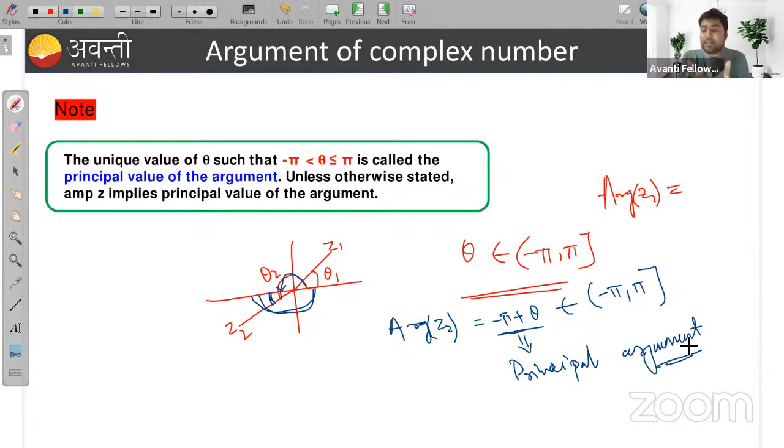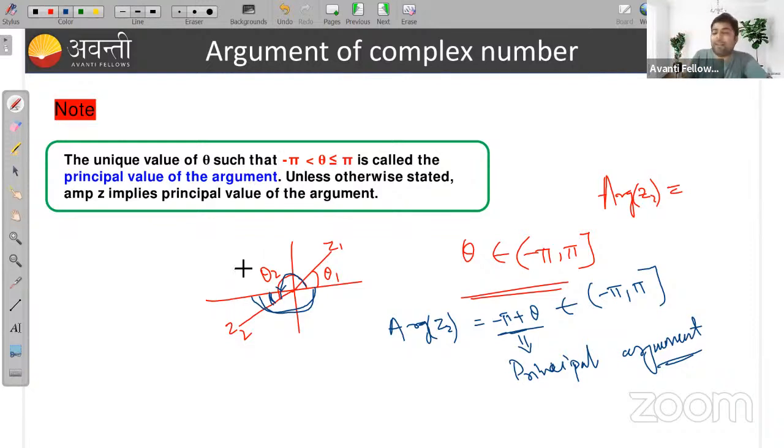Because argument is a multi-valued function, to make it unique we discovered the principal argument. When the angle lies between minus pi and pi, where minus pi is excluded and pi is included, then we can say that is my principal argument. Is that clear to everyone? Okay, so you can also ask here, sir, why is minus pi excluded and pi included?